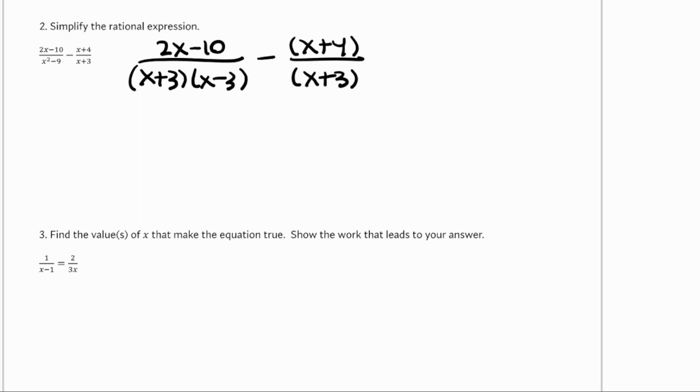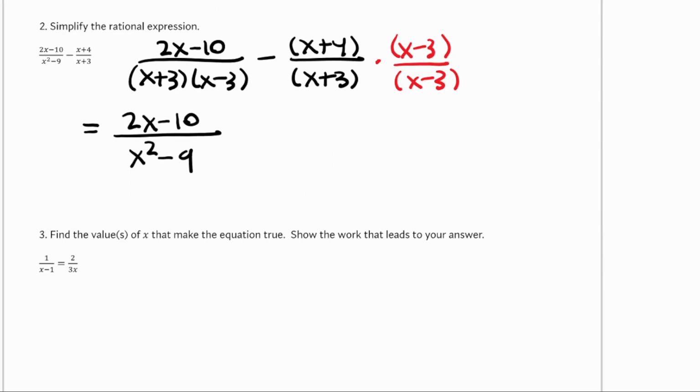But if I want to do this, I need a common denominator, so I need to get that x minus 3 in there, multiplied on top and bottom, so I'm not changing the fraction. And then this will equal 2x minus 10 over x squared minus 9, minus, okay, and if I distribute the x minus 3 over the x plus 4, I'll have x squared plus 4x minus 3x is going to be plus 1x minus 12, all divided by x squared minus 9.